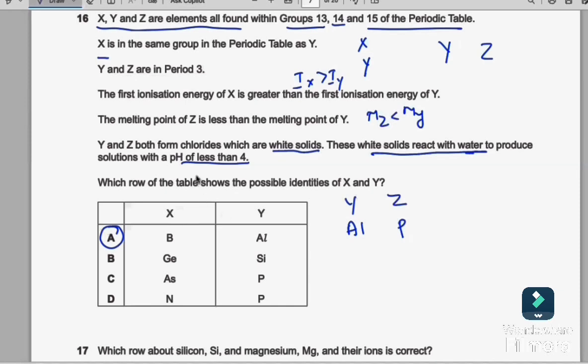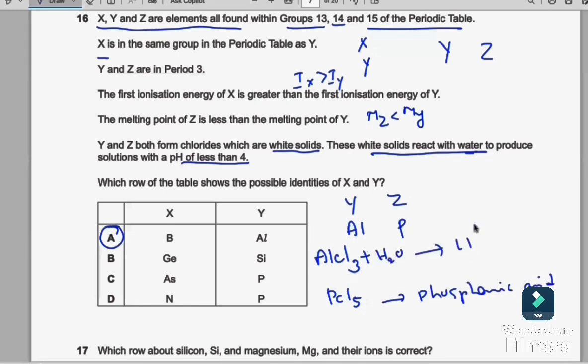So they said Y and Z both form chlorides, isn't it? So the aluminium chloride and the phosphorus pentachloride, right? When they react with water, they both produce a solution with a pH of less than 4. So this will form phosphoric acid, right? This will form phosphoric acid, and when they react with water, this will produce H+ ions, the protons, which is more acidic, right? And both of them are less than 4 only. So the best description over here must be option A.